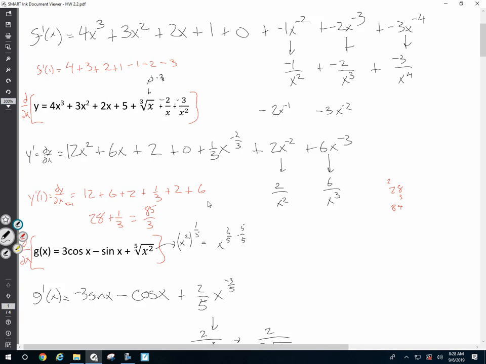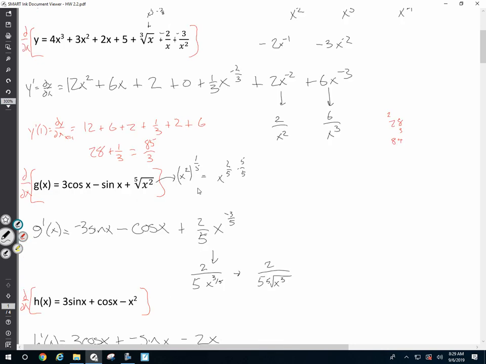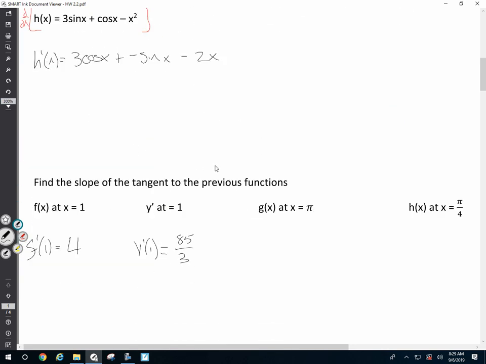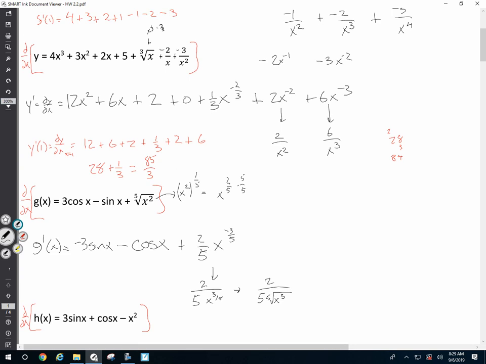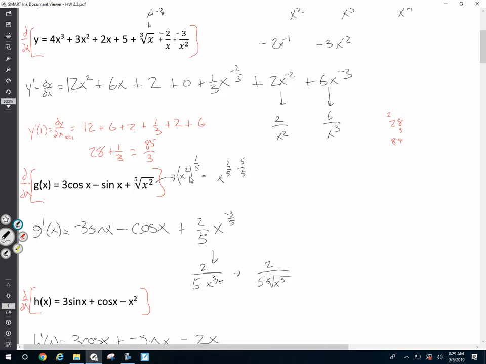Just double check that. Yep. All right. G prime at pi. So I got negative 3 sine of pi. Sine of pi is 0. Cosine of pi is negative 1, so it's minus negative 1 or plus 1. And then plus 2 over 5 pi to the 3/5.